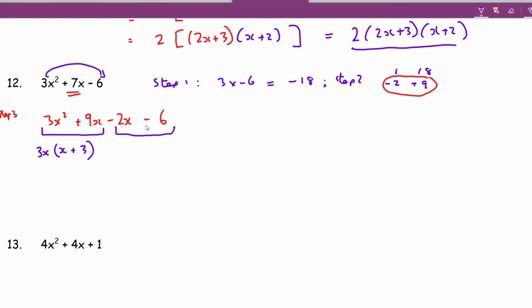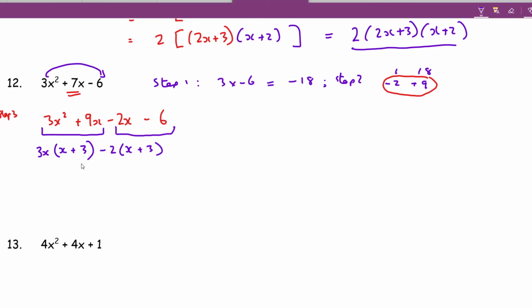Okay, so what's common in here is a minus 2. So I'm going to take the minus 2 out. Close the bracket. Minus 2 times what will give me minus 2x? It will be just x in here. And minus 2 times what? Well, how many 2's go into 6 is 3. And that's going to be a negative, so that has to be a positive. So let's just double check. Minus 2 times x is minus 2x. Minus 2 times positive 3 is minus 6.